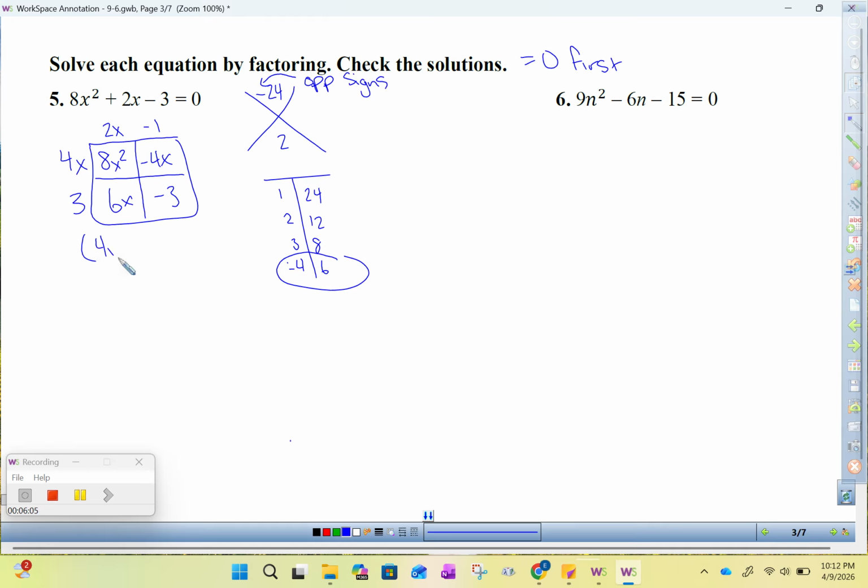Regrouping, I have 4x plus 3 and 2x minus 1. Again, just doing a quick check, 4x times 2x gets me there, and 3 times negative 1 gets me negative 3. We're golden. Okay. For equations, we want to think about each piece being equal to 0 and solving.